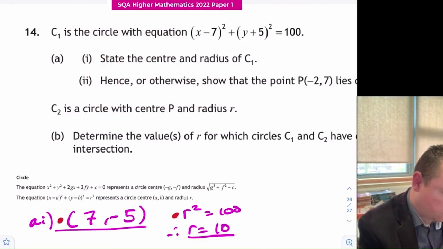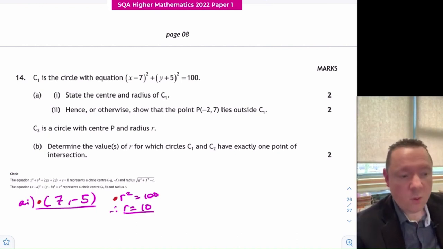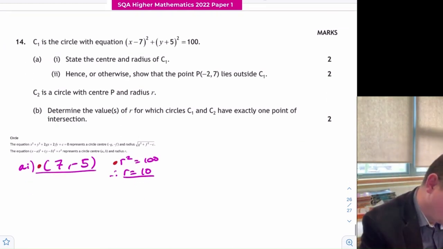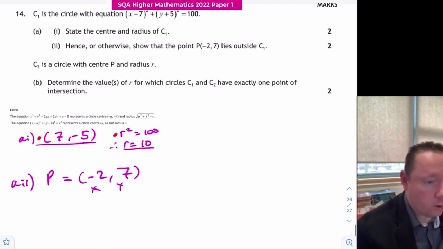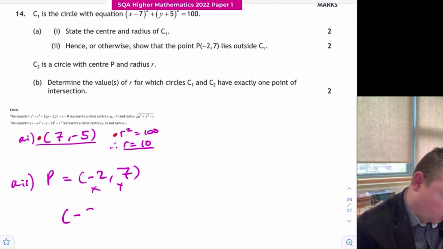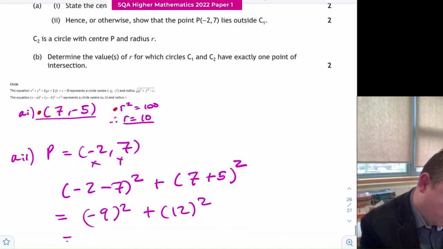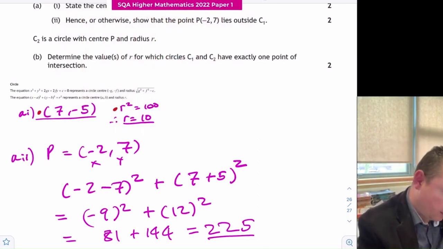So let's move on to part 2 of the question and zoom in a little bit. Part 2 says, hence or otherwise show the point minus 2, 7 lies outside of circle C1. Well, we can just substitute point P into the circle and check, does it actually equal 100 or not? So for part 2, P equals minus 2, 7, which is our x and y. So we've got, for one mark, substituting that in, minus 2 take away 7 squared plus 7 plus 5 squared is minus 9 all squared plus 12 all squared, that's 81 plus 144, which equals 225. So that's our third mark, or the first mark of part 2, for substituting in and working out to equal 225.